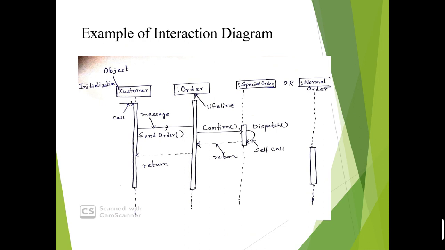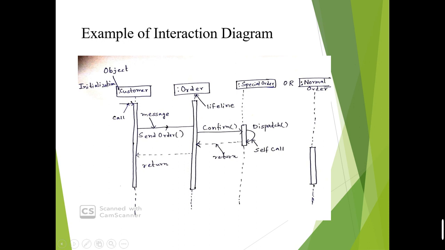Now it is the interaction diagram. In interaction diagram, you can pass any kind of message in between your process. Suppose, see here, customer is one kind of entity, order is one kind of entity, special order is another kind of entity, and normal order. Obviously, there is either special order or normal order. So here first, the colon sign is specifying an object. We are initializing our sequence.